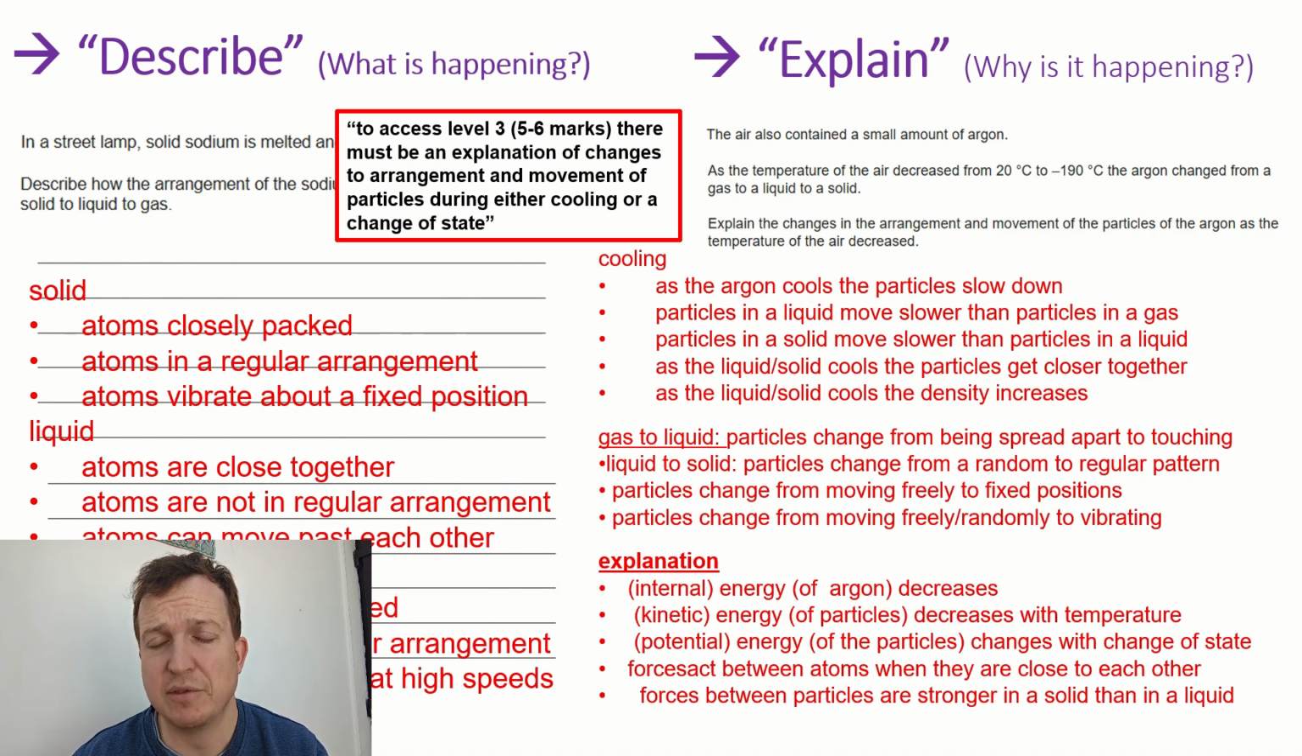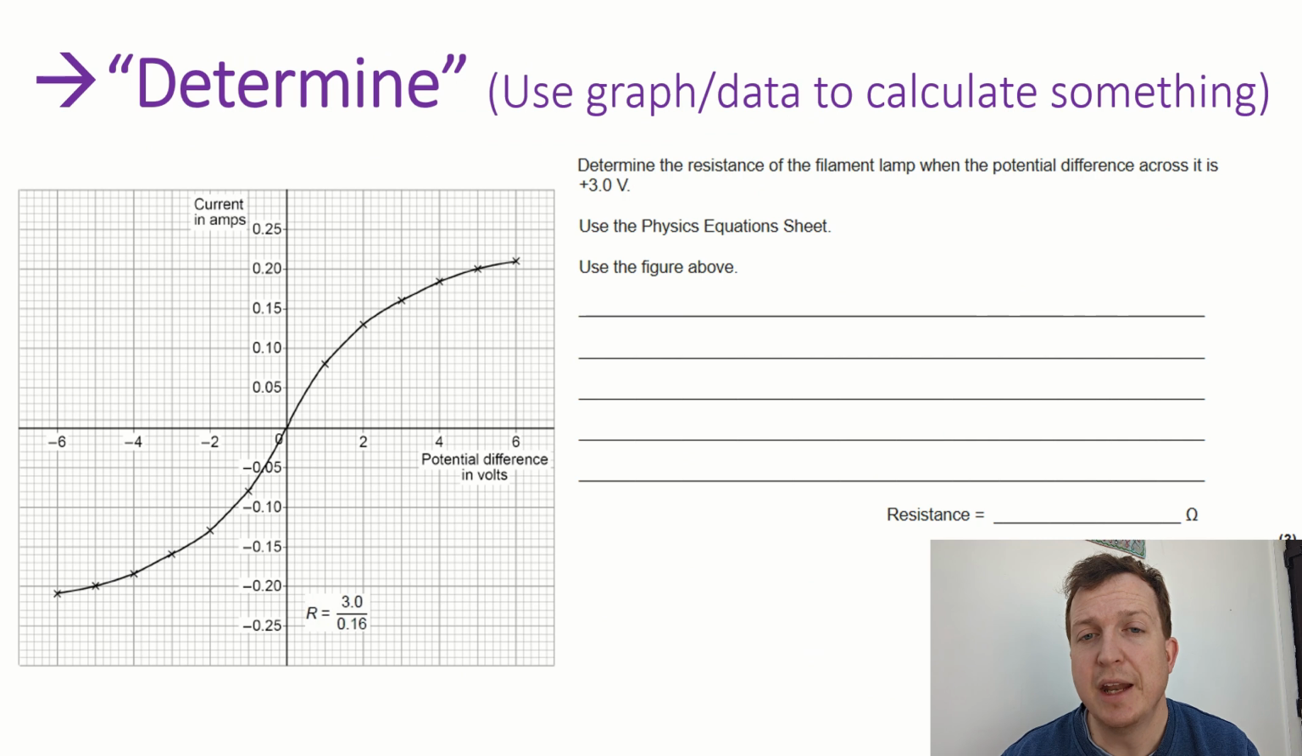So there you go, that's a good example of describe and explain questions. Next one we're going to look at is determine. So this is a question from a physics paper about determine the resistance of a filament lamp when a potential difference is 3 volts.